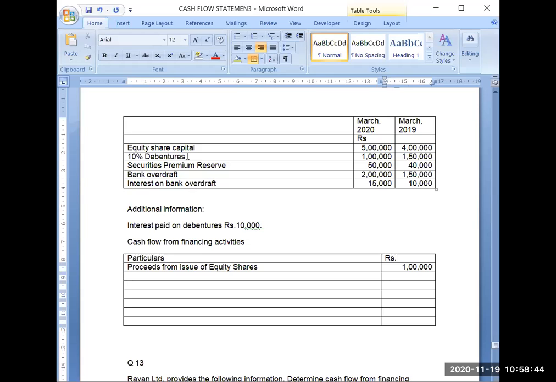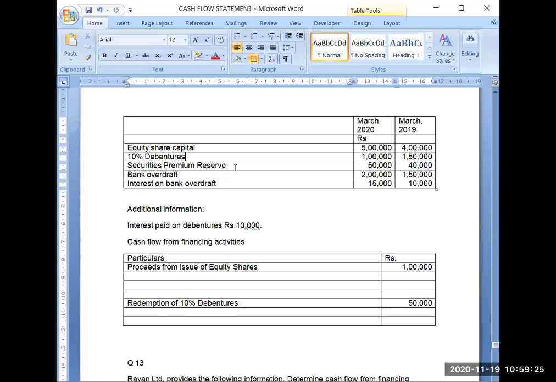Then 10% debentures. Last year the balance was 1,50,000, now it is 1 lakh. So it is reducing. How will it reduce? It will reduce only if you are redeeming the debentures. So we will write here, redemption of 10% debentures. How much have we redeemed? We have redeemed 50,000. If you make the account, you will also understand that.